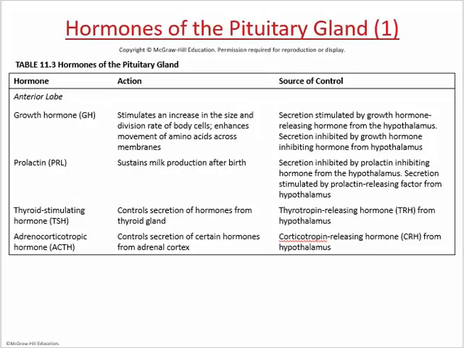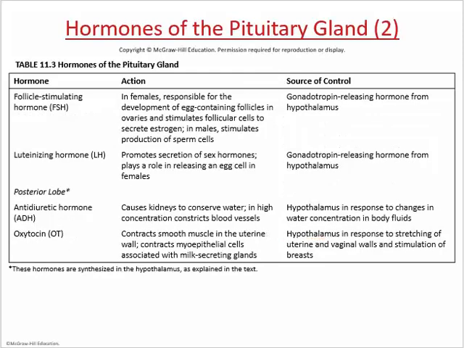So this is just a list of all the hormones in the pituitary gland. Anterior lobe: growth hormone, prolactin, thyroid stimulating hormone, adrenocorticotropic hormone, follicle stimulating hormone, and luteinizing hormone. Posterior lobe: antidiuretic hormone and oxytocin. Important to at least know the list and what they do.